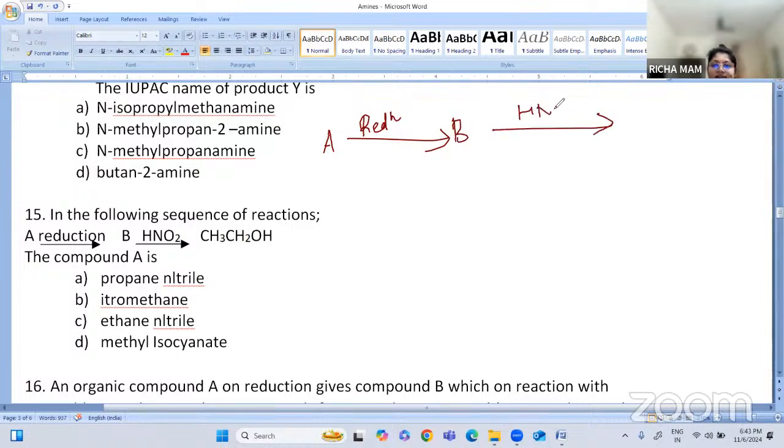Further, we are treating it with HNO2 to get ethanol. So they have asked what is compound A. Now here again, when you are doing such reactions, you have to understand the role of the reagents. For reduction, what are we going to use? Tin HCl, which is a best reducing agent. So we can use tin HCl here. Now if you want to do reduction, what should be present in our starting compound?